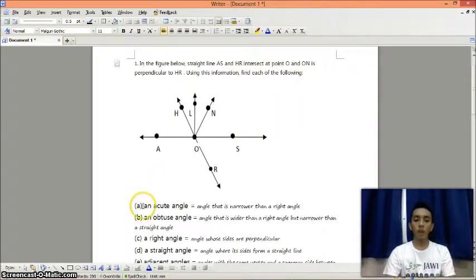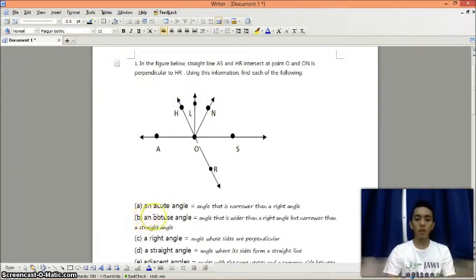A. An acute angle. As we all know, an acute angle is an angle that is narrower than a right angle. An example of an acute angle is angle SON and angle AOH. So the answer is angle SON and angle AOH.